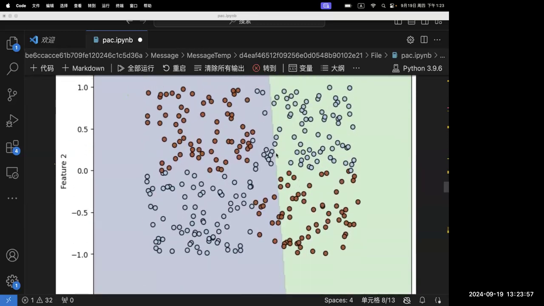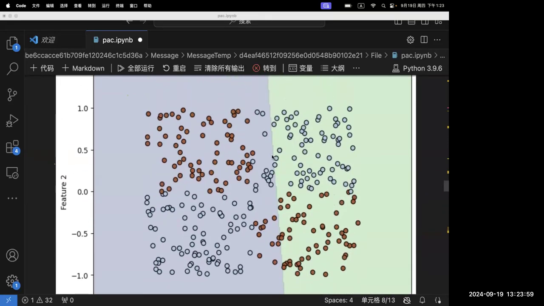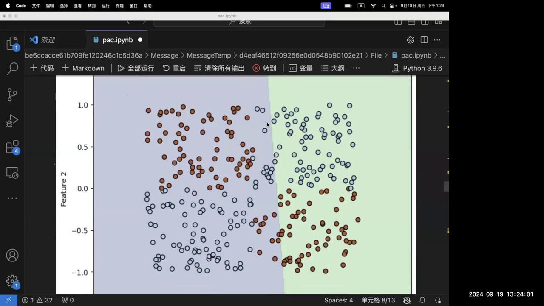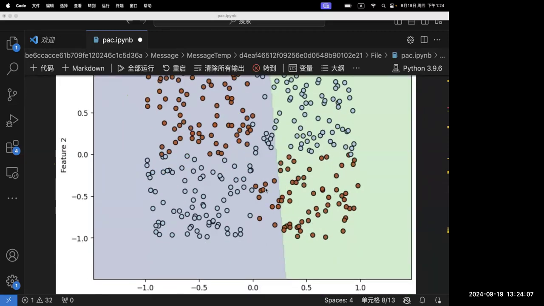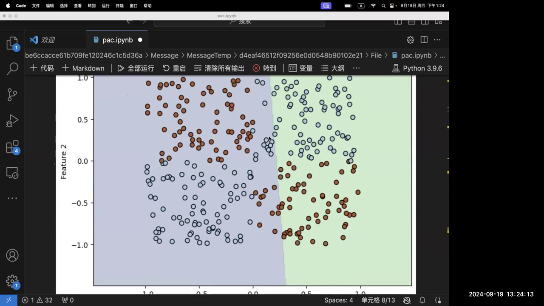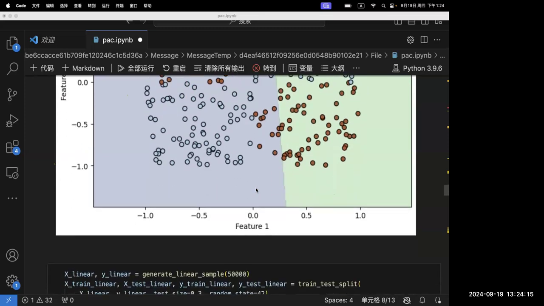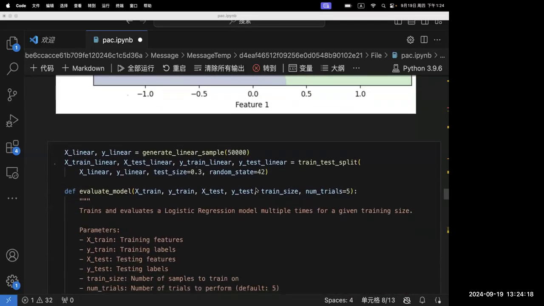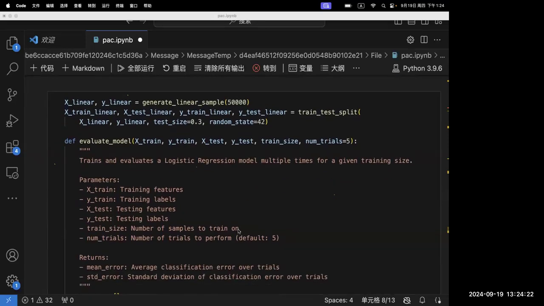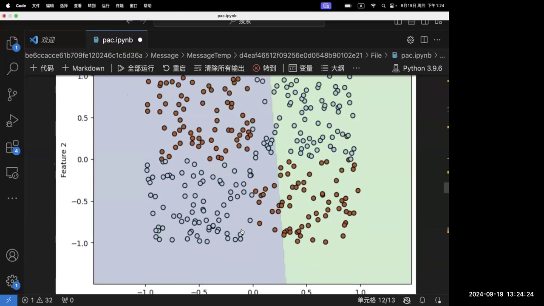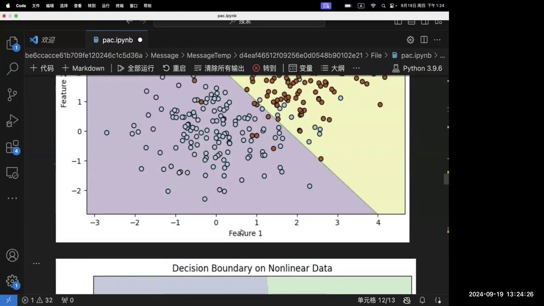But for the XOR data set, it's also like we imagined. As long as you're using a linear model, no matter where you draw the line, you will only get near-random guessing results, because this inherently requires a nonlinear model to learn. Okay, and that's basically related to the target concept.